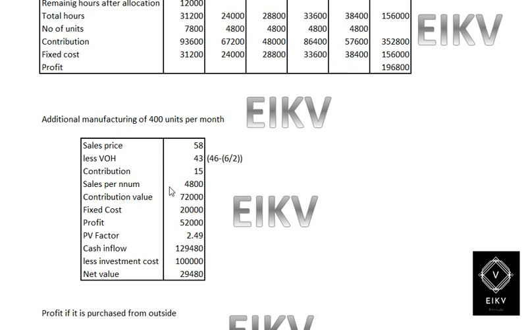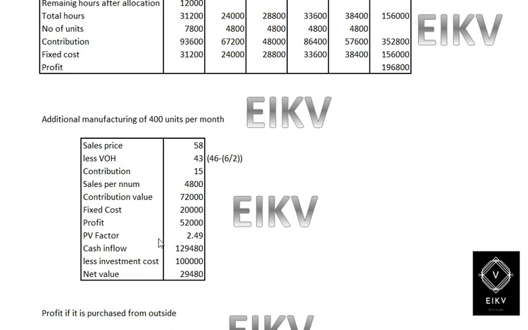Then when you multiply such units with the contribution per unit, you will get 72,000 as contribution value, less fixed cost of rupees 20,000, will give you the profit of rupees 52,000. Okay, then we have the PV factor as 2.49. So 2.49 is the PV factor for 3 years at the rate of 10%.